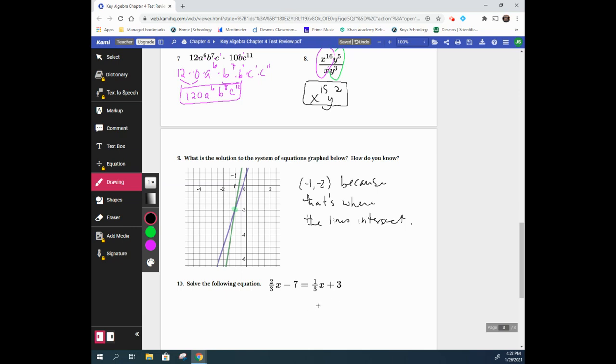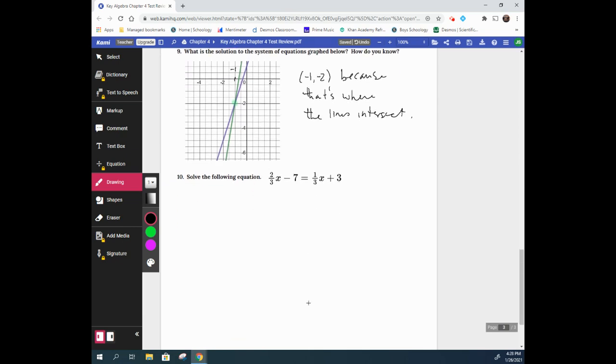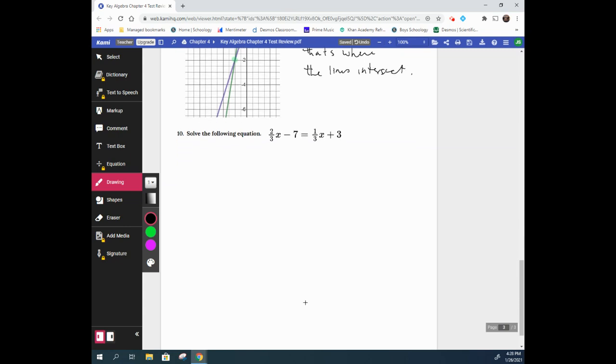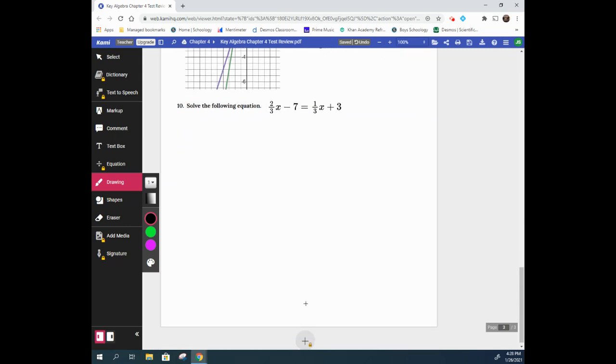All right, and then the last one, solve the following equation. This has fractions. I hate fractions. The trick to get rid of fractions is to look at the denominators and figure out the common denominator, and then multiply through the entire equation by that value. I see they both have a 3. So I'm going to multiply the entire equation through by 3. Everything, even if it doesn't have a fraction, gets multiplied by 3. So 3 times 2/3 x, that would just be 2x. And then 3 times 7, so minus 21.